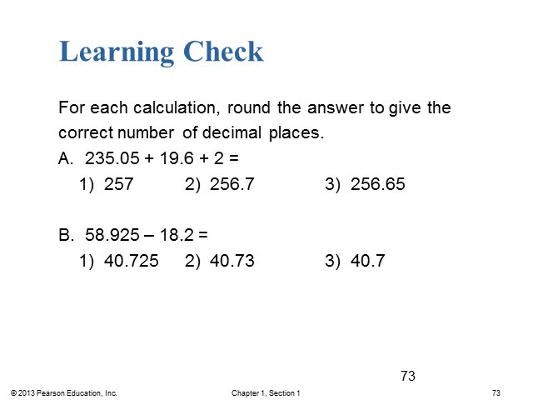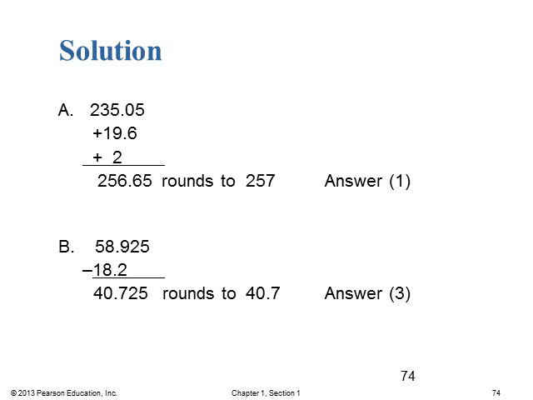In question B, we have 58.925 minus 18.2. And so if we plug that into our calculator, we get 40.725. But if we were to figure out the correct number of significant figures, we would have to draw a line after the 18.2, after that 2. And so here we only have 1 decimal allowed to be reported, and so our final answer would be 40.7, choice 3. All right, and so there it kind of just shows you what we were doing.